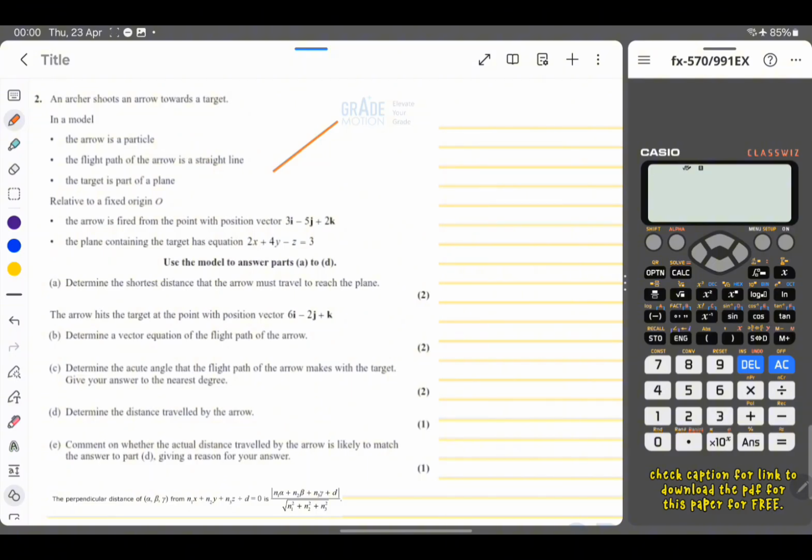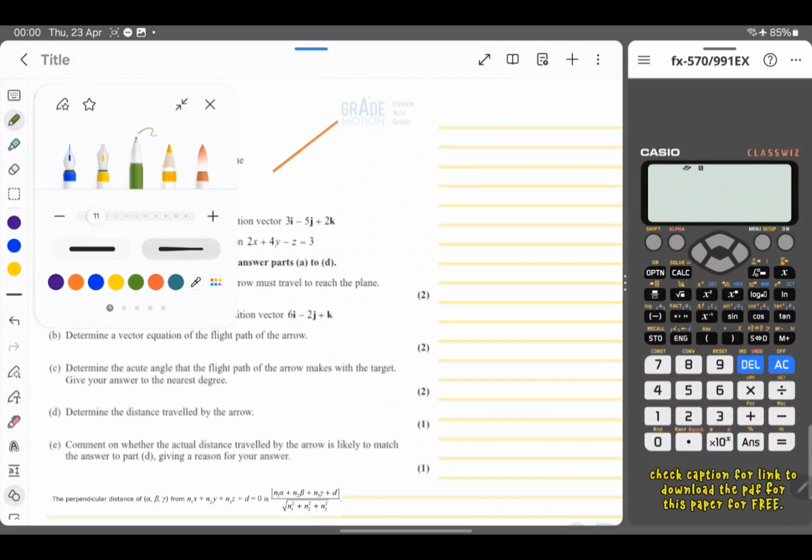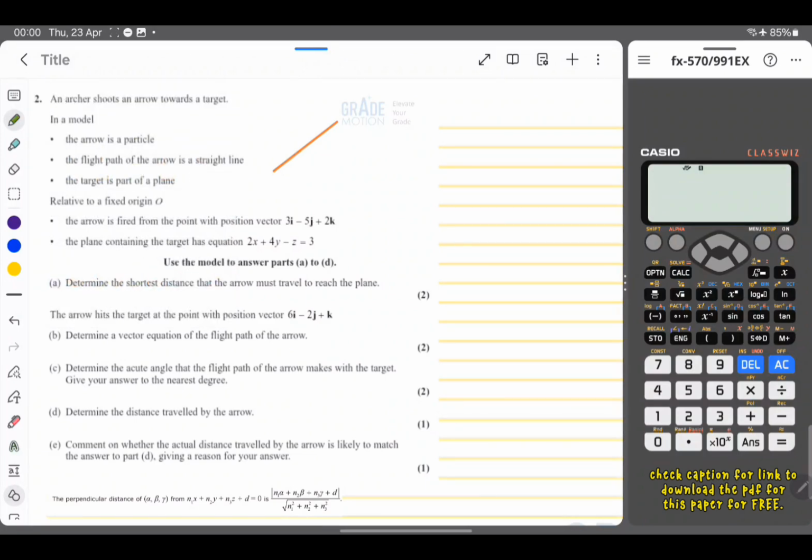Okay, the target is part of a plane. So let's use a different color to draw a plane. So there we go. So here we have a plane. Okay, and therefore this would be the target. There we go. So this is the flight path.